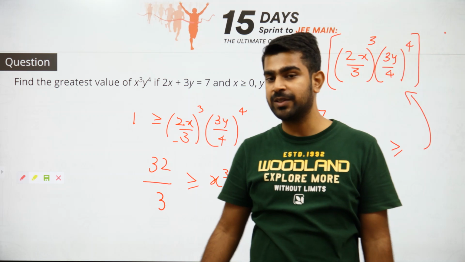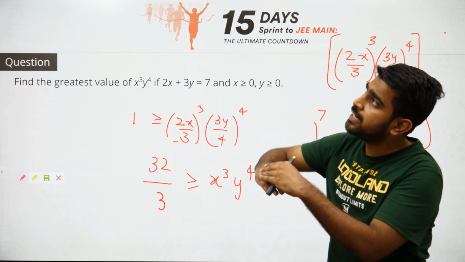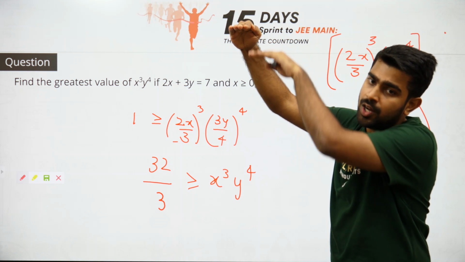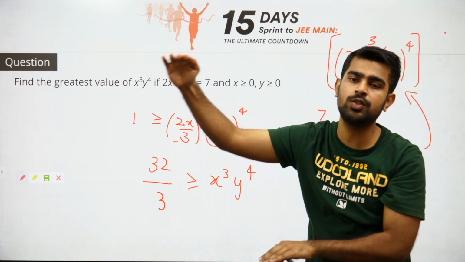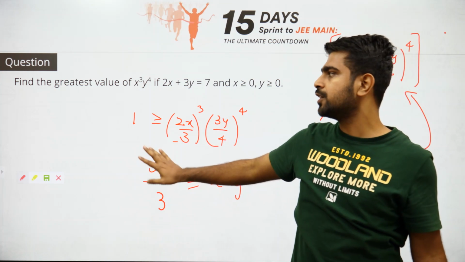That is the answer for my question. Because see, x cube y power 4 is less than or equal to 32 by 3. My x cube y power 4 is always less than that. So what is the highest value? The highest value can be 32 by 3. That's it. Is that fine? So that is how you get the answer for this question.